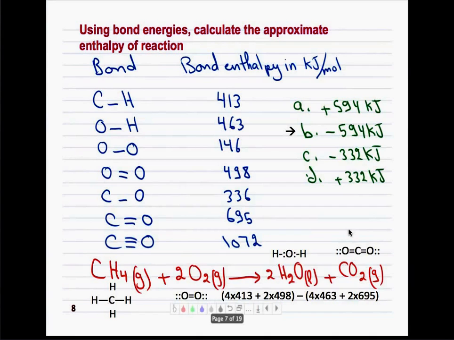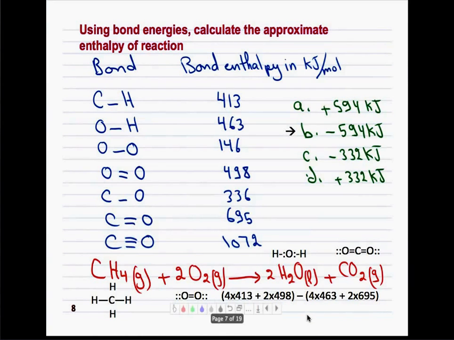Okay, the bonds broken, clearly the 4 CH bonds in the methane are broken, for the HO bonds to be formed. Clearly the 2 double bond oxygens are broken. Now formed, I have 2 OH bonds, but I have a stoichiometry of 2, so it's going to be 2 times 2 OH. I have 2 CO bonds that are formed.